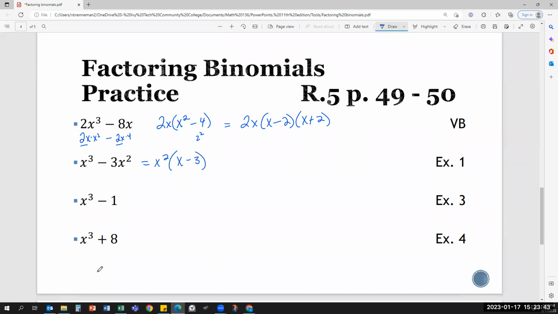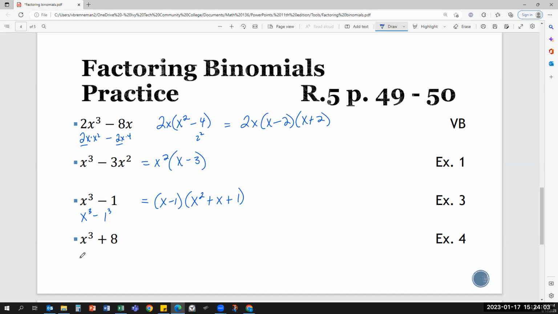Now we get to x cubed minus 1. That's actually a difference of cubes. x cubed minus 1 cubed. And the difference of cubes rule says that that result is going to be x minus 1 times x squared plus 1 times x, which is x, plus 1 squared, which is 1.